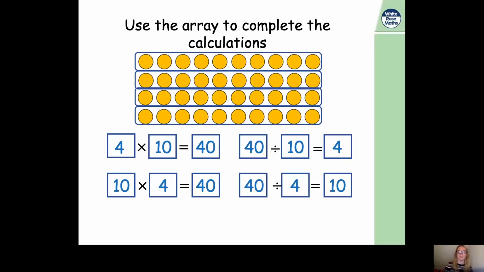And again, can you see 4 multiplied by 10 equals 40? You just need to flip the number sentence around to get 40 divided by 10 equals 4. It's like a mirror image. And then we've got 10 multiplied by 4 equals 40. And then we've flipped the multiplication number sentence around to create a division. And we've got 40 divided by 4 equals 10. Fantastic.